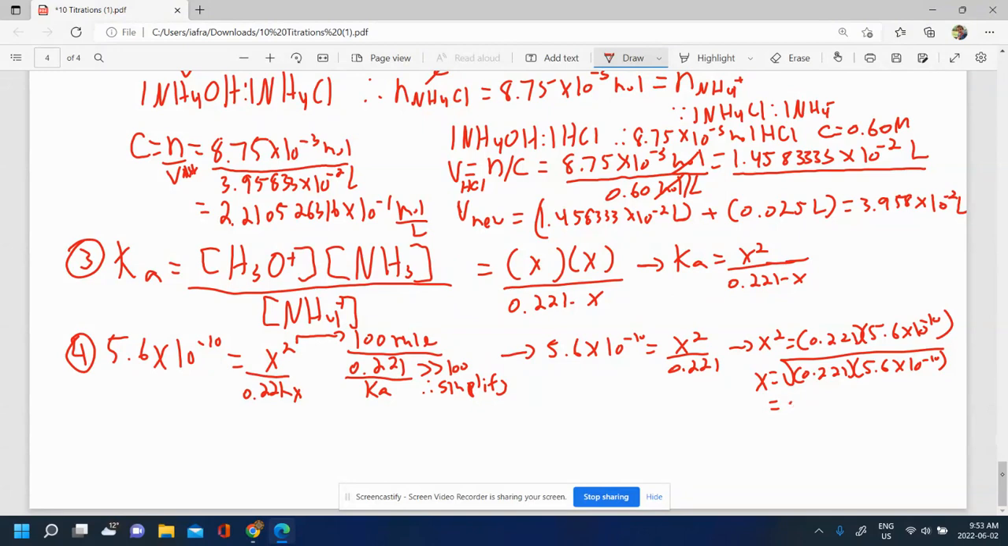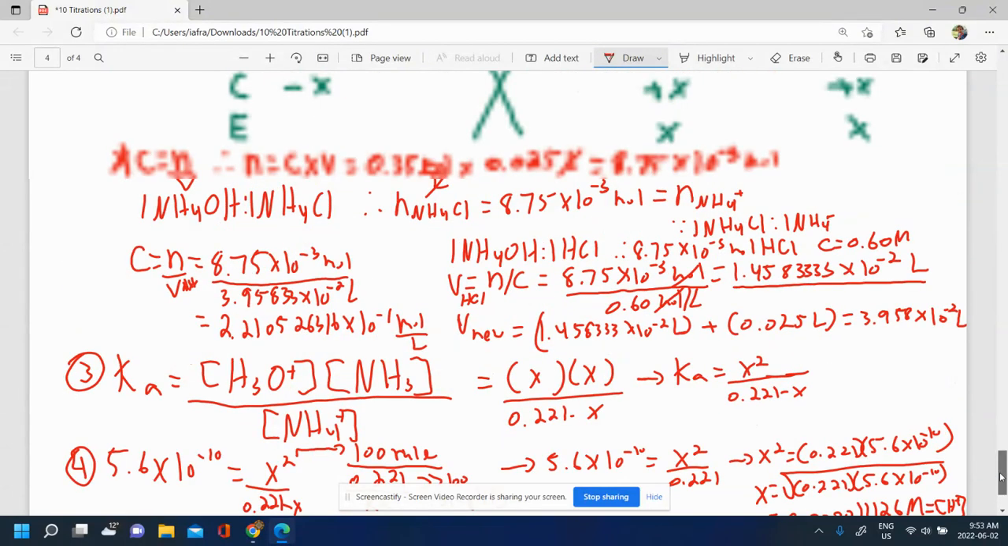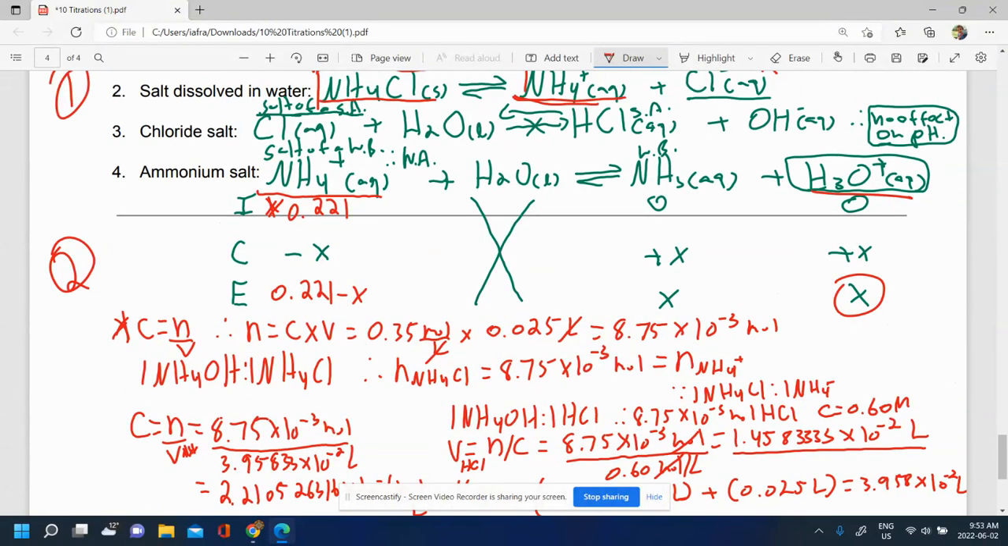And we get 0.000011126, or you could write that in scientific notation, molar, which is our concentration of the H plus or H3O plus, same thing. So we got our concentration of H plus now. We got our X value. That's what we're looking for over here.